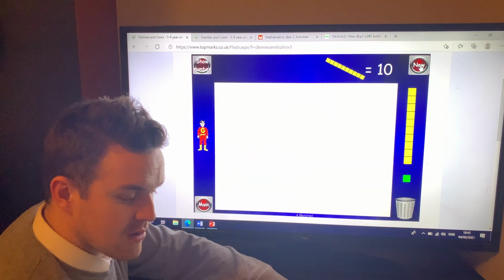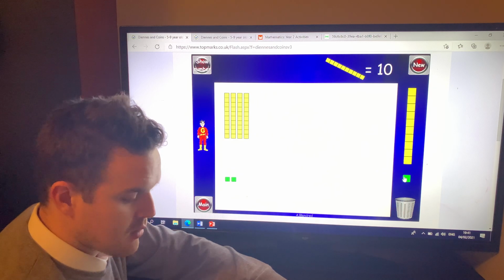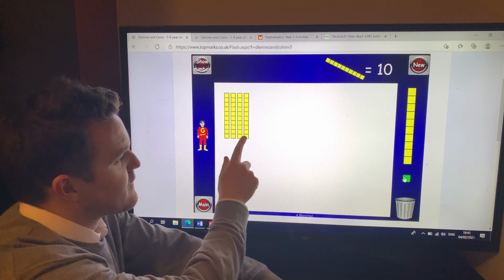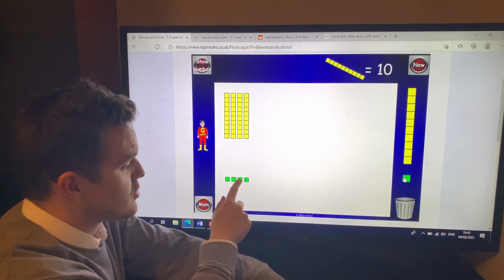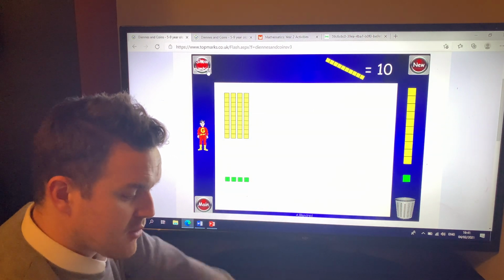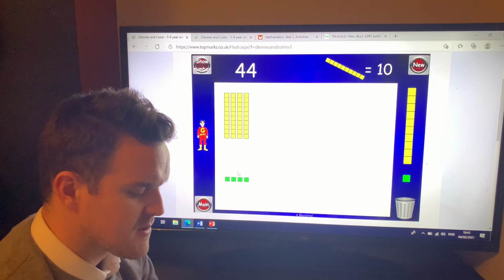Let's do a new one. Okay, let's count this one. So we've got 10, 20, 30, 40. 1, 2, 3, 4, 44. Let's show that number, 44, a 4 and a 4, 44, 4 tens, 4 ones.